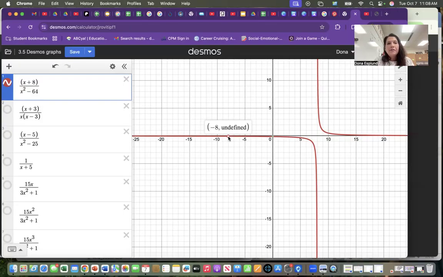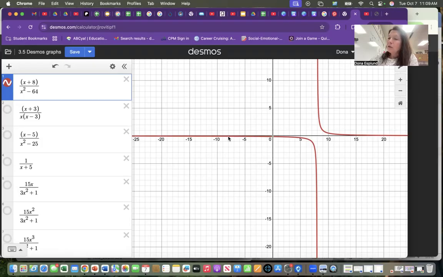And so even though we cancel it out, it will leave what we call a hole in our graph. And so when I do the next problems, it says find the vertical asymptotes, if any, of the graph of the rational functions. And so what you'll do on this one is find what values of x will make it 0 on the bottom of the fraction.